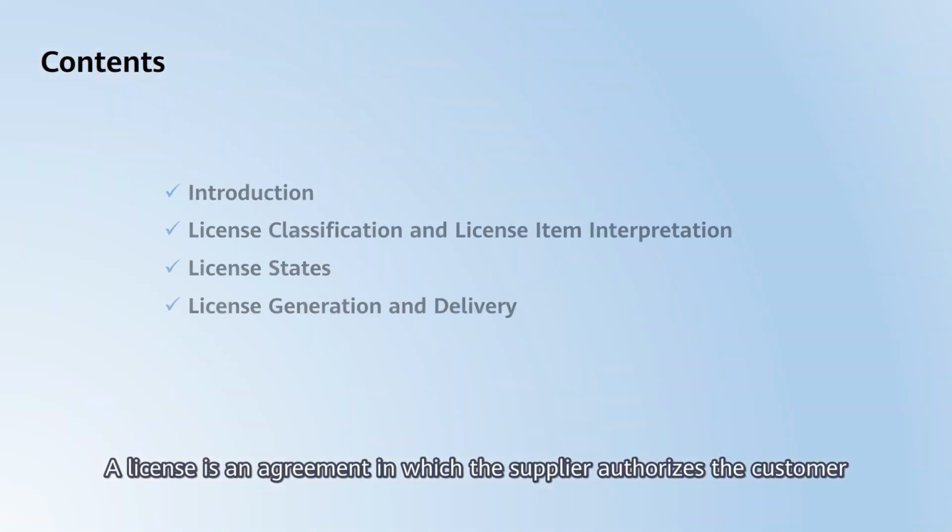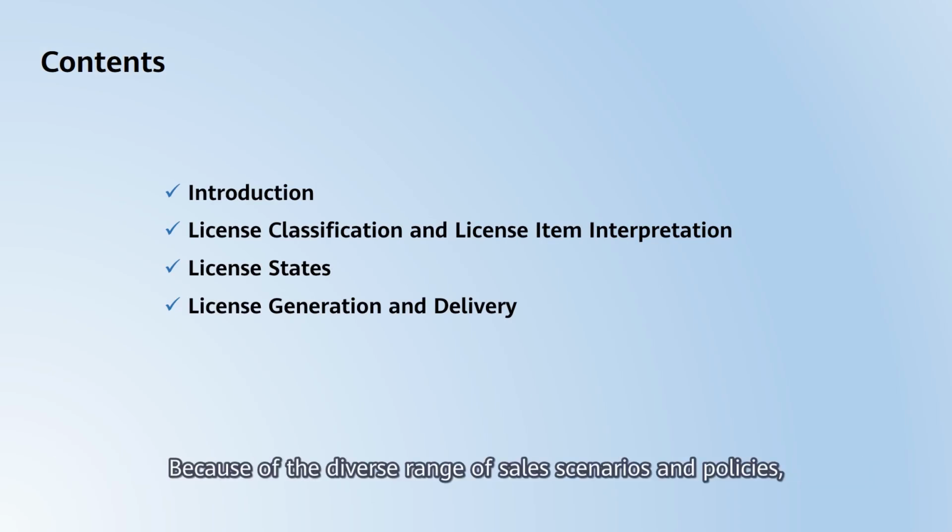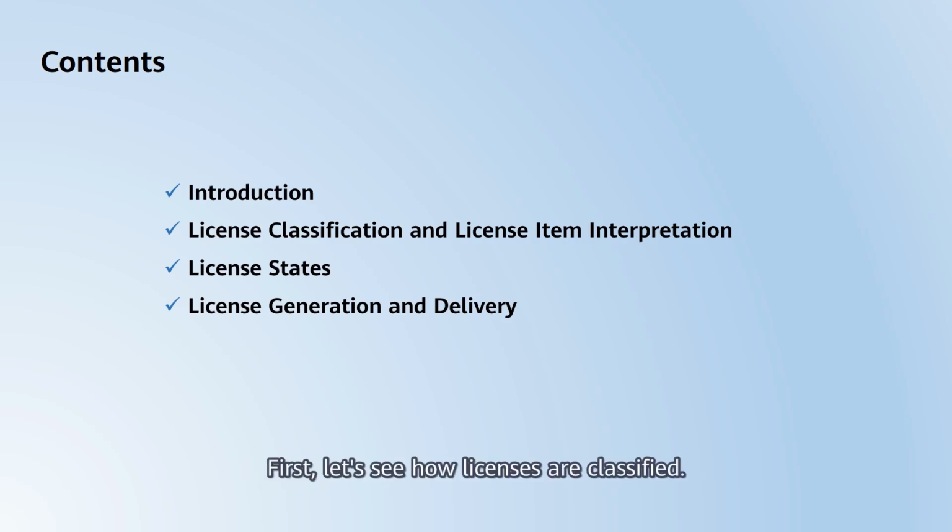A license is an agreement in which the supplier authorizes the customer to use certain functions of the purchased products within a defined validity period. Because of the diverse range of sales scenarios and policies, Huawei provides various licenses for its routers. First, let's see how licenses are classified.